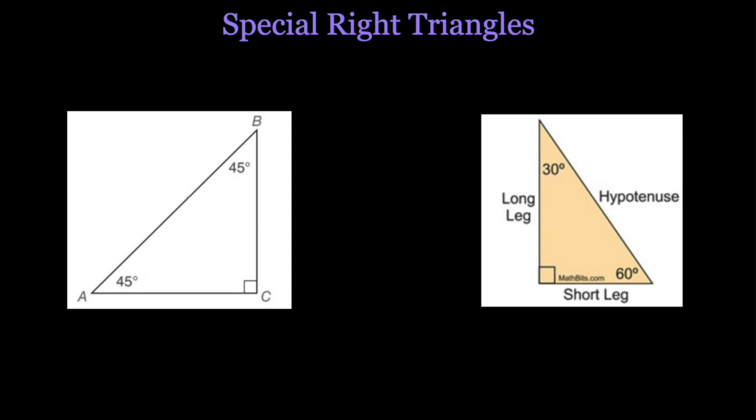And the special thing about these triangles is that their sides have special relationships with each other, which is helpful to us because we're able to find the lengths of their sides quickly and efficiently. So let's go ahead and take a look at these different relationships.